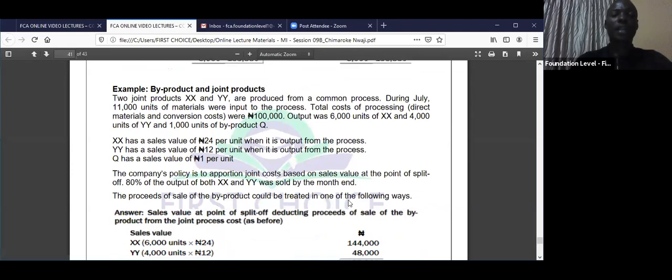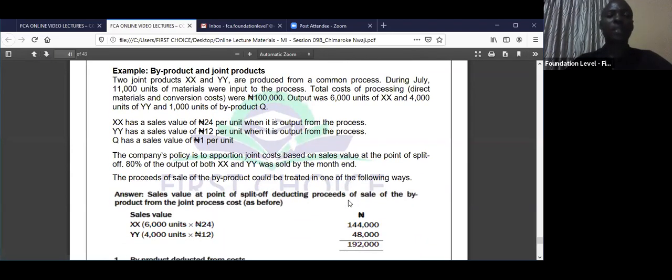We'll look at another example here. 2 joint products, X and Y, are produced from a common process. During July, 11,000 units of material were input in the process. So we have 11,000 inputs. Total cost of that input, direct material and conversion, was 100,000. Now, output was as follows: 6,000 of X, 4,000 of Y, and 1,000 of a byproduct Q.